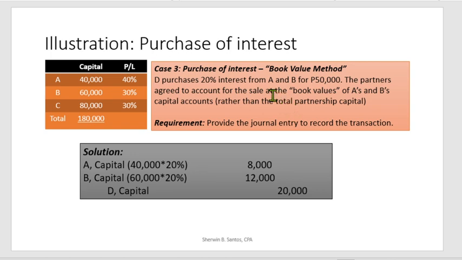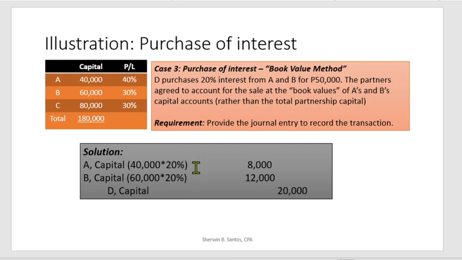20% interest based on the book values. So, yun yung book value method. So provide the journal entry to record the transaction. Since we know that there is no personal gain or loss to be recognized, and transfer within equity is required. So the recognition of the entry should be a transfer within equity lang.